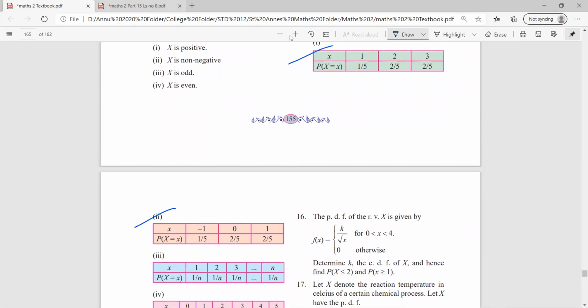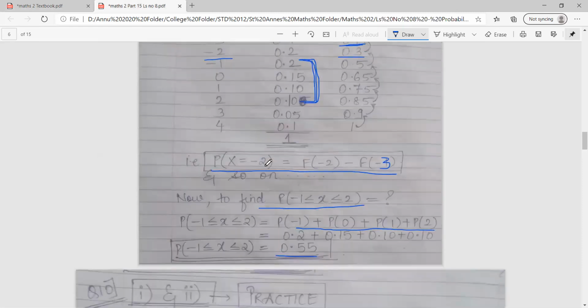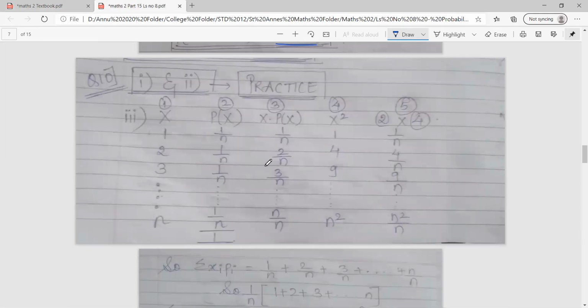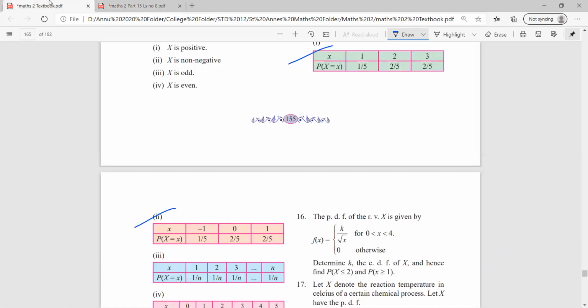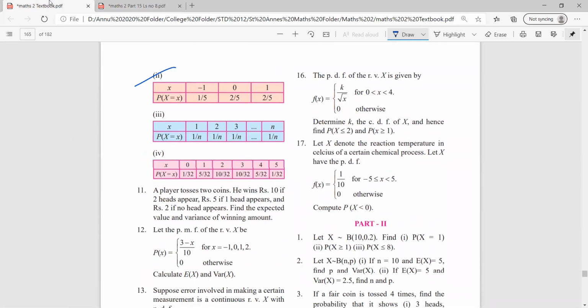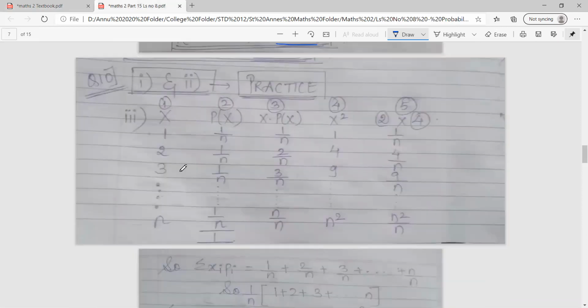So question number 1 and question number 2 are quite easy, so I'm not solving those. You can take those sums for your practice. So we are directly solving question number 10, the 3rd and 4th ones. You'll understand the pattern on seeing the sum. Whenever they ask us to find E of x and V of x, we have to prepare 3 columns for E of x, and for V of x we need to make 5 columns in total. So let's check out sum number 3 first.